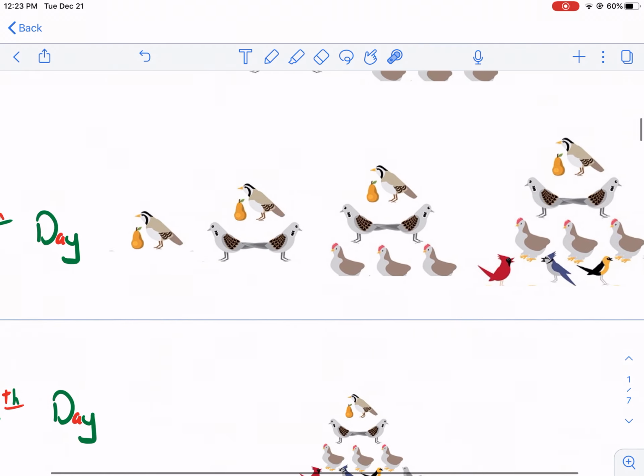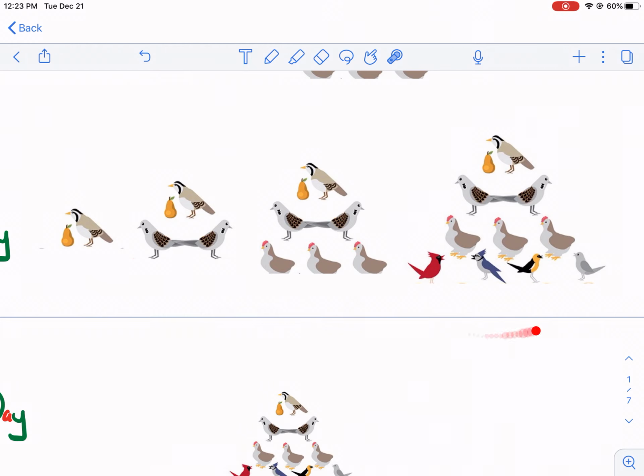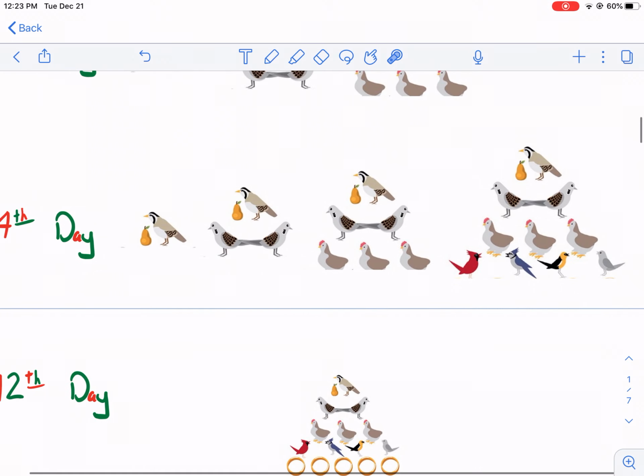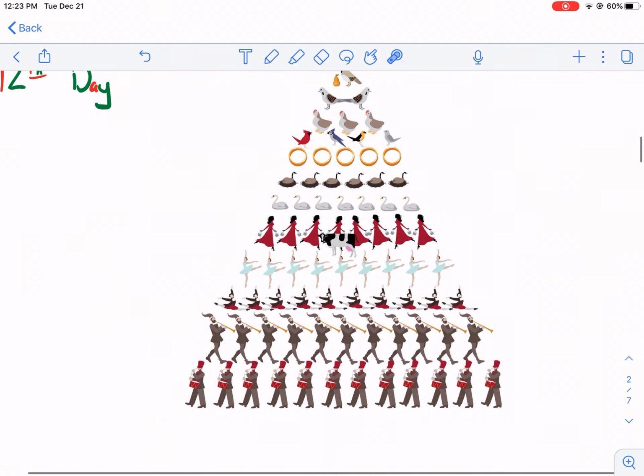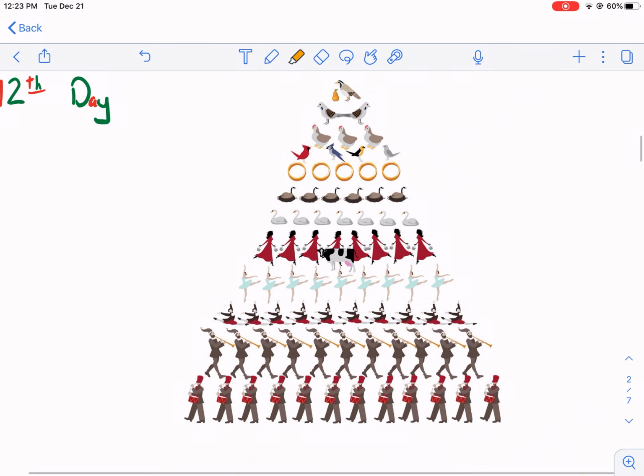Fourth day, the pattern continues. You have 4 calling birds, 3 French hens, 2 turtle doves, and a partridge in a pear tree, all on the fourth day. But the third day we had those gifts, the second day we had those gifts, and the first day we had that gift. So that's 20 total gifts, all on the fourth day. We continue this pattern in the original song.